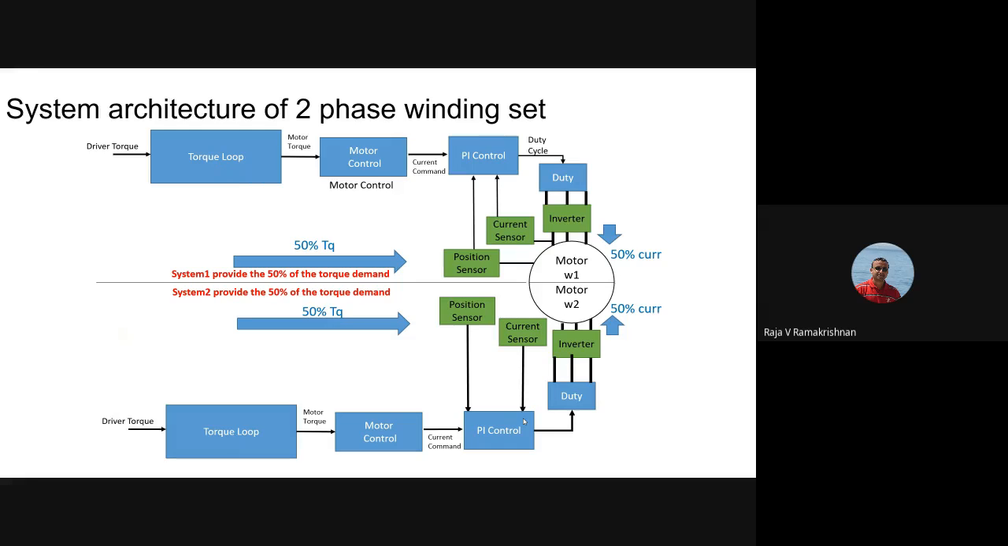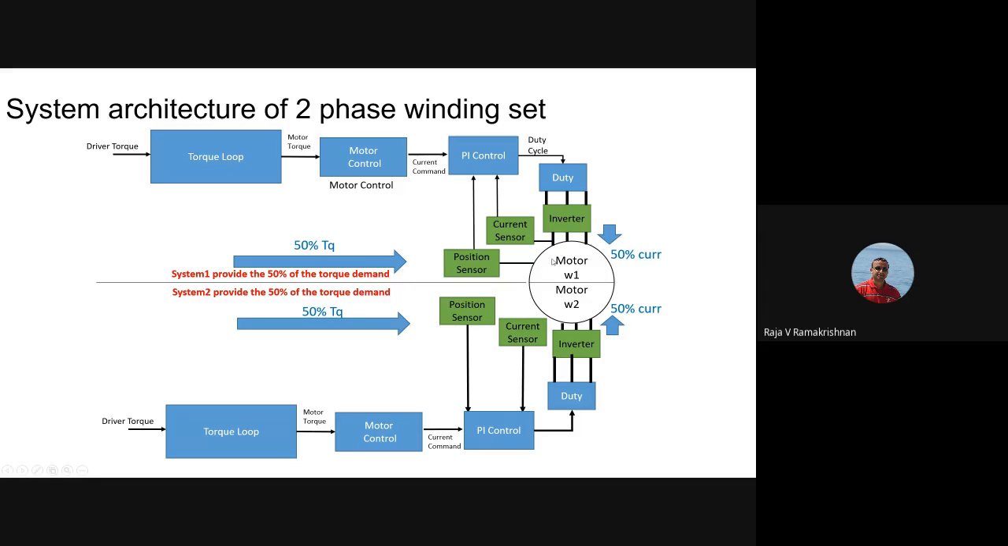Now, let's consider the case from a controls perspective, the two-phase winding set. That means a motor which has two winding sets. How do we control such a system? For an EPS case I'm going to show here, system 1 provides 50% of the torque demand and system 2 provides 50% of the torque demand in normal condition. That means each side provides 50%. So there is an ECU here, an inverter here, another inverter, multiple current sensors on both sides and a position sensor, but both are only providing 50% of the current. Together they give you 100% of the system demand.